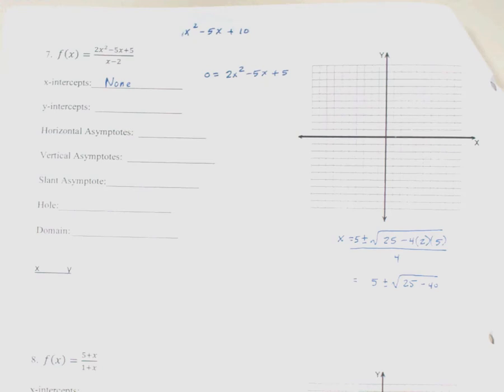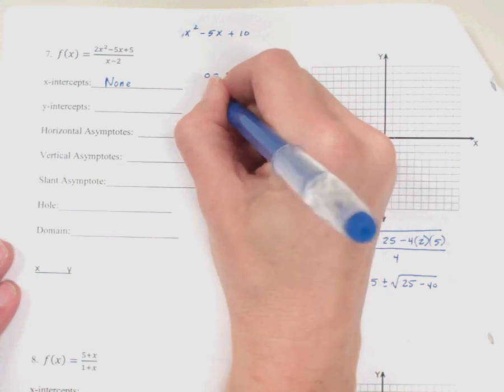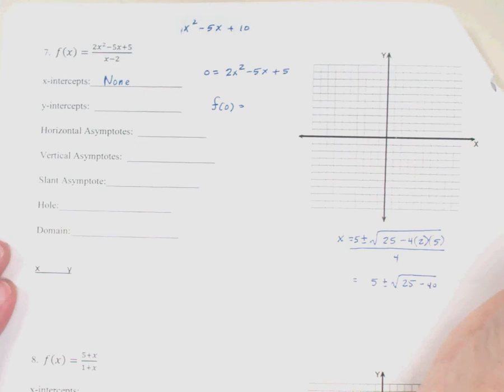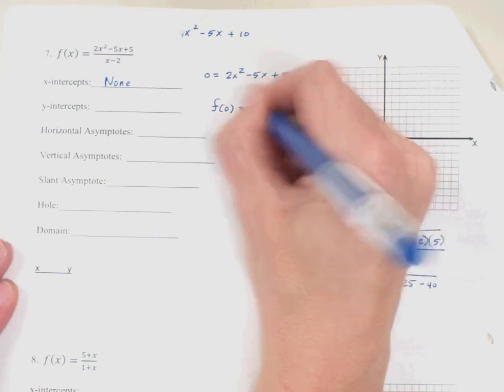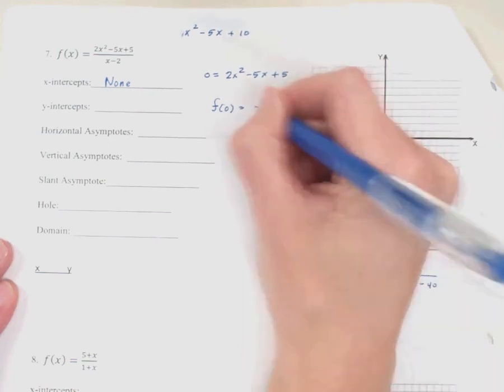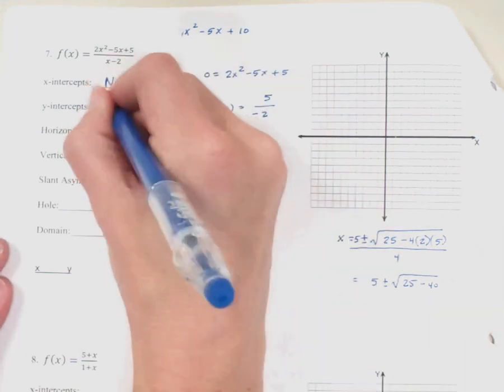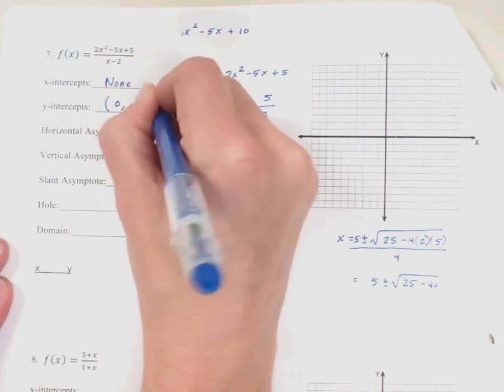Next I need to find the y-intercepts. To find the y-intercept, we set x equal to 0 and solve for y. So in my numerator, if I plug in 0 for all of the x values, I have the constant 5 remaining. And then 0 minus 2 is negative 2. 5 divided by negative 2 is negative 2.5. So I have a y-intercept at (0, negative 2.5).